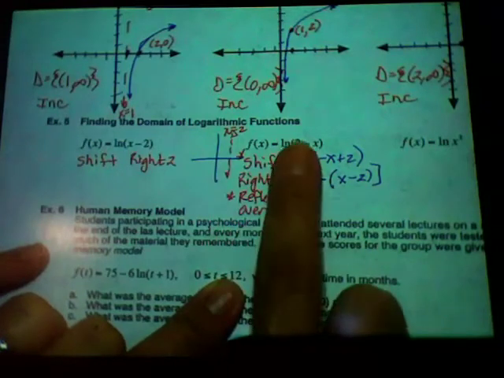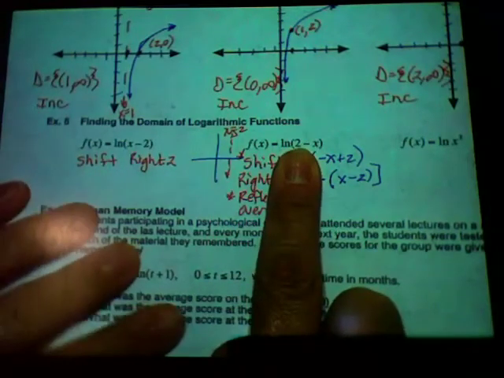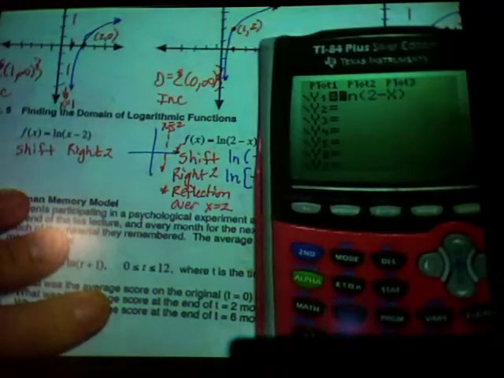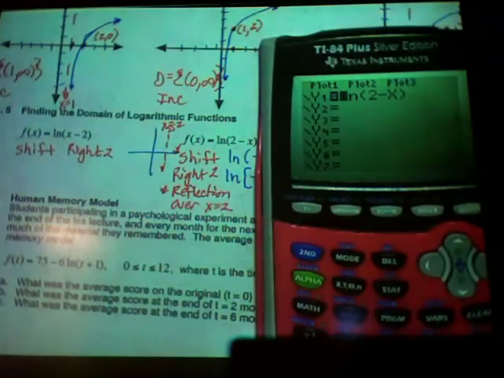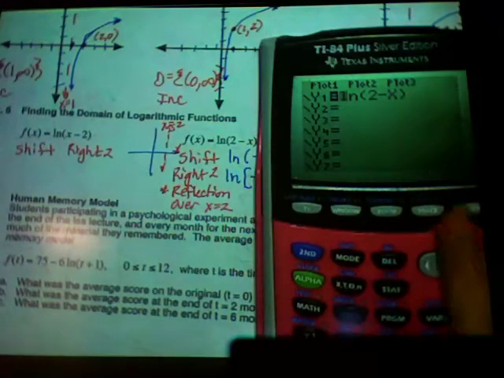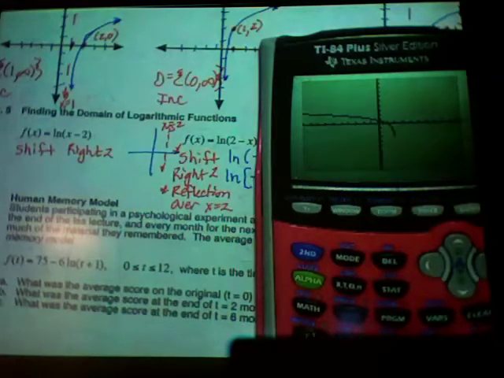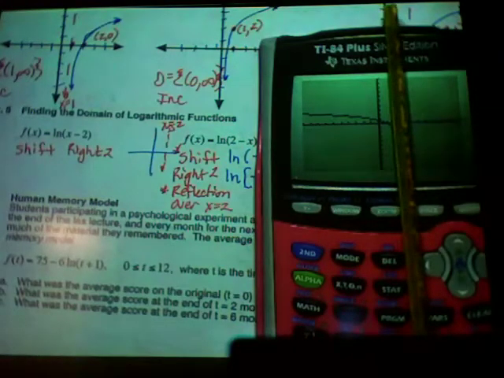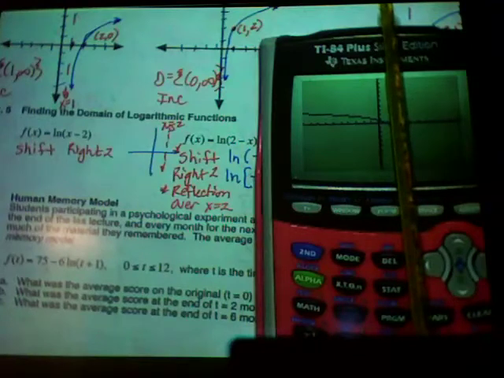So if you plug the original natural log of 2 minus x into your calculator in y equals, just like the original one says, and then hit graph, you're going to see right here, of course you're not going to show your vertical asymptote, but your vertical asymptote has moved to the right to x equals 2, and it's also reflected over that vertical asymptote of x equals 2.